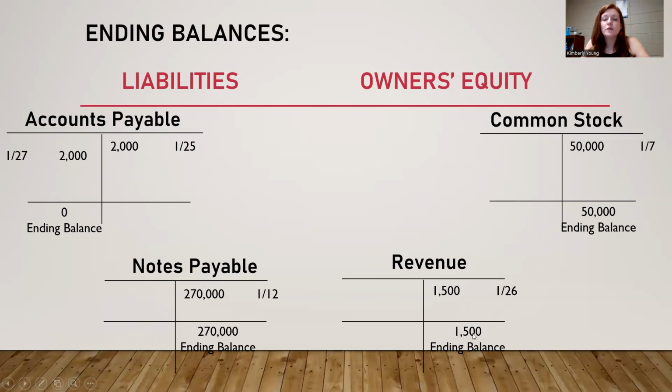And then our revenue, which would ultimately go into retained earnings at the end of the year, is a credit balance of 1,500. We haven't put any expenses on here yet. If we were to add together all of these credit balances, they would equal the debit balances on the asset side. If they didn't, that means there's something wrong.